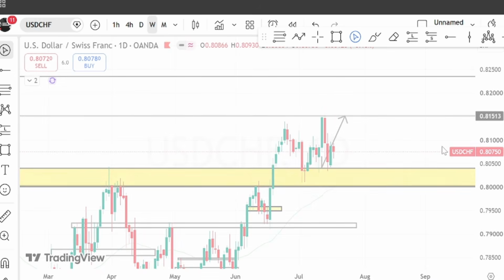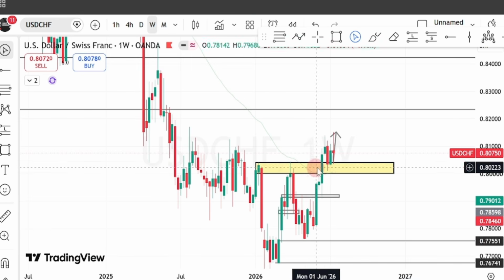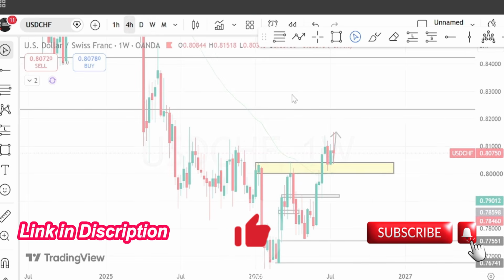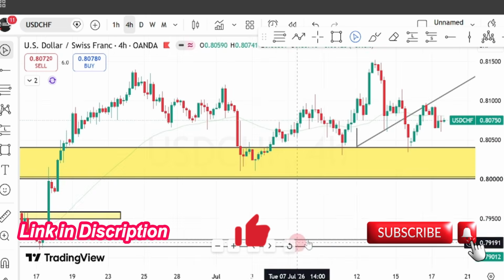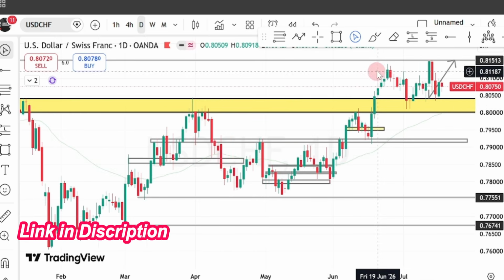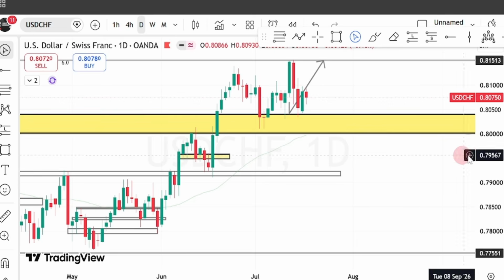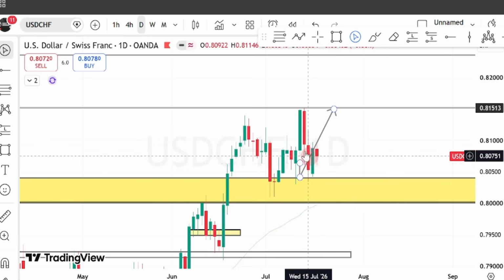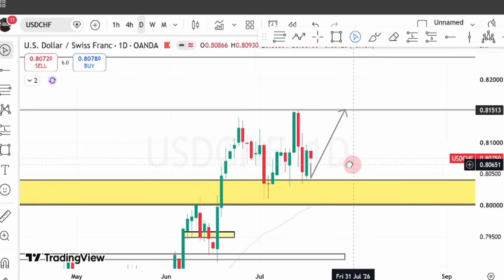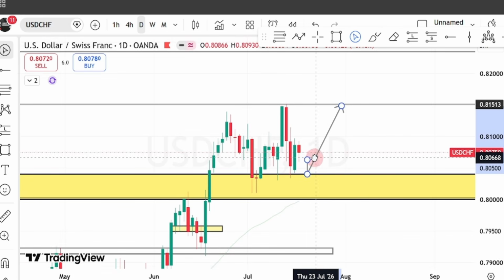Let's check the weekly time frame to see what price looks like. Just like the DXY, price is still bouncing off these strong levels, giving us a bullish continuation to the upside. So let's check the 4-hour time frame to see if we can find some zones. There's so much noise on the 4-hour time frame, so we'll keep it at the daily time frame. On the daily time frame, we are still very much bullish, just like last week.